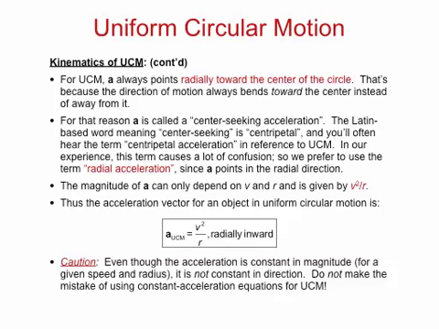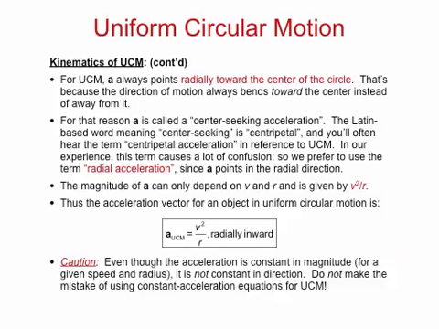Why radially inward instead of radially outward? Well, because the direction of motion is always bending toward the center rather than away from it. Incidentally, for this reason, the acceleration for uniform circular motion is called a center-seeking acceleration. The Latin-based word meaning center-seeking is centripetal, and you'll often hear the term centripetal acceleration in reference to circular motion. However, in our experience, this term causes a lot of confusion among students. So we set it aside and instead adopt the term radial acceleration, since the acceleration vector points in the radial direction.